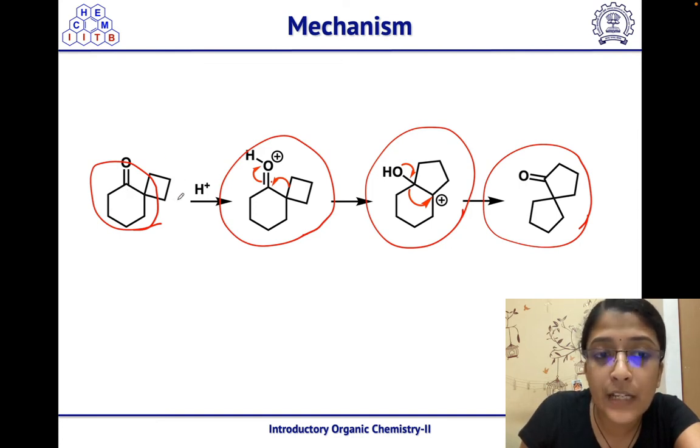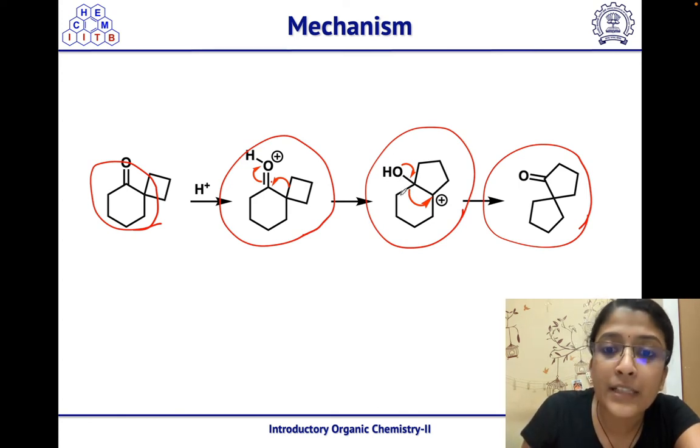Because of the strain of the cyclobutane ring, it prefers to open the cyclobutane when there is a chance to open. Because of that, this opening is preferred over migration of the other carbon-carbon bond. And in this case, if this bond is migrating, we will get back the starting material, which is a strained system. So because of that reason, the other carbon-carbon bond is migrating, and we will get this 5-5 spiro fused system.